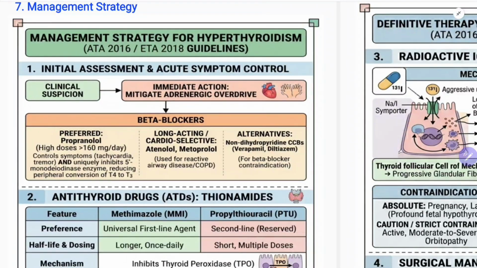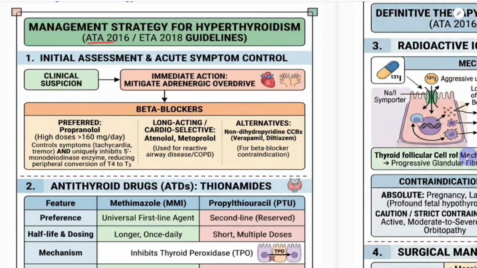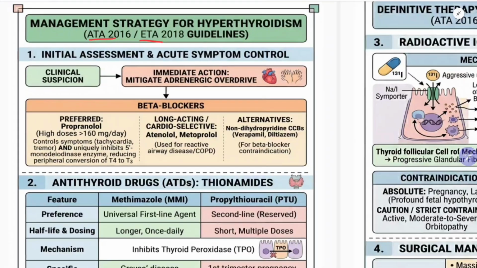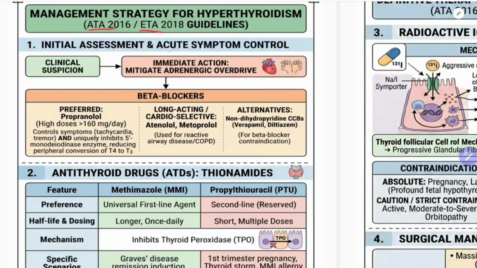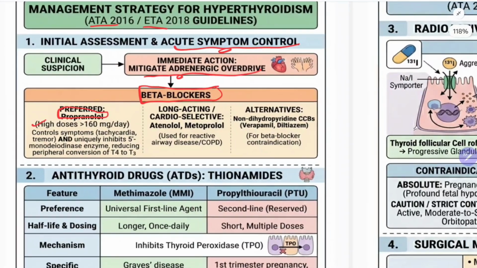So management strategies, according to the American Thyroid Association 2016 or European Thyroid Association 2018 guidelines: first, initial assessment and first symptom control is important, acute symptom control. First you mitigate the adrenergic drive. How do you give the beta blockers? Preferred choice is propranolol, immediate release. High doses of more than 160 mg per day can be given.